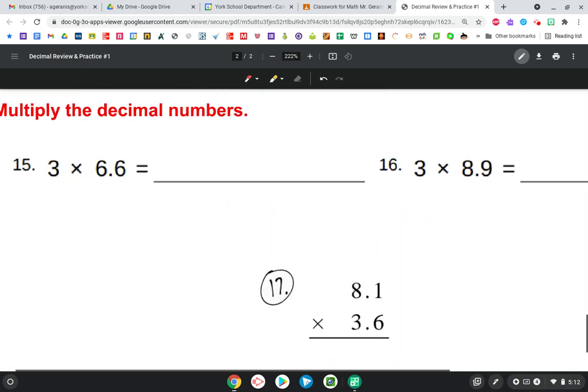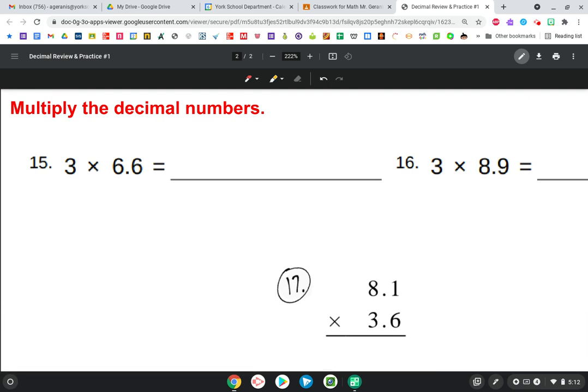And finally, we have to multiply the decimals in our last section. So let's make a ballpark estimate. 3 times 6.6. Well, 6.6 is around 7. 3 times 7 is 21. So I'll write a little 21 in the corner. Let's forget about that for a moment. And now we'll just multiply as if the decimal isn't there.